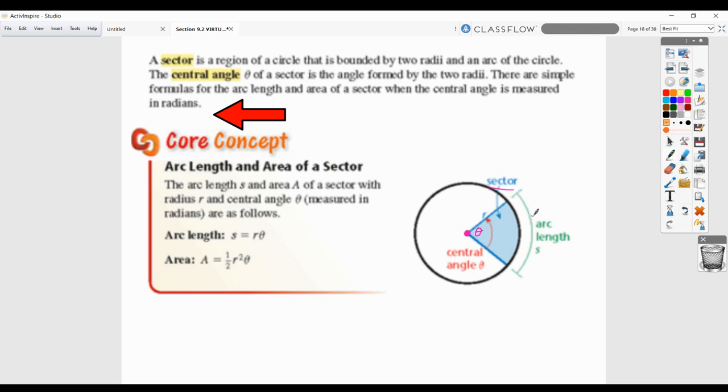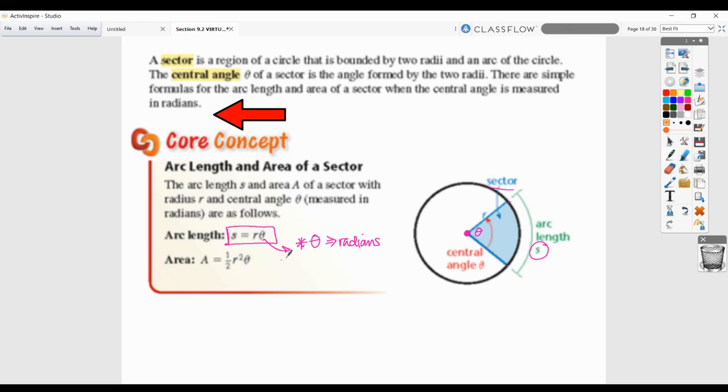So the way that I find that arc length, which is from here to here, make sure you write these down. The formula for it is the radius, remember, radius is the distance from the middle to the side, times theta, your central angle. But one of the biggest things about using this formula that's pretty easy is that theta has to be in radians, if you want to use that. So we know now how to convert things that are in degrees to radians.